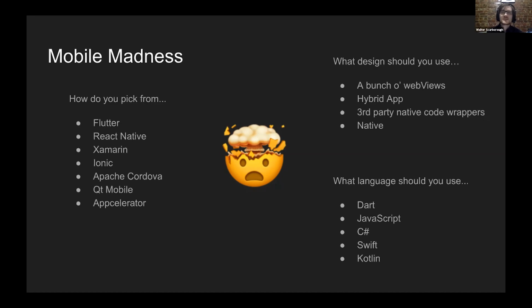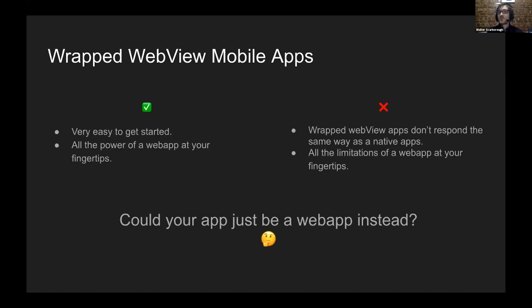So we have a ton of choices available. Oh my goodness, what do we choose? Well, we might choose to wrap a WebView. This actually used to be a popular thing to do. I don't think it's as popular anymore, but sure, there are still apps that do this. So we could just take a WebView, throw it in some kind of native app shell of some sort, and there we go. Now we're on the App Store.